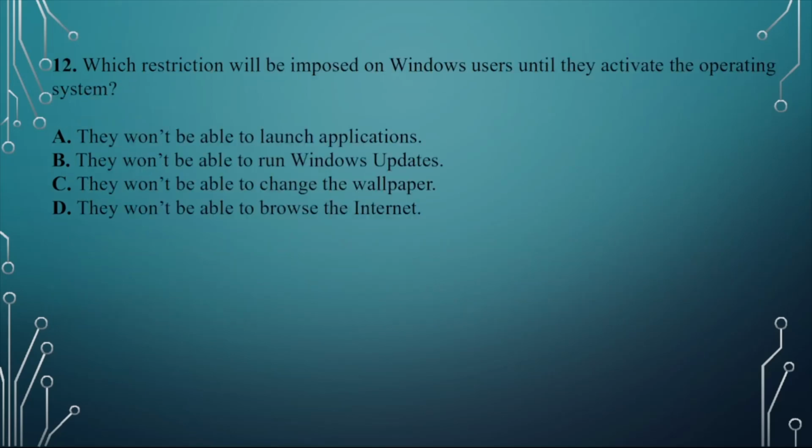Question number 12. Which restriction will be imposed on Windows users until they activate the operating system? A. They won't be able to launch applications. B. They won't be able to run Windows updates. C. They won't be able to change the wallpaper. D. They won't be able to browse the internet. So what would you be restricted to if you haven't activated the operating system?